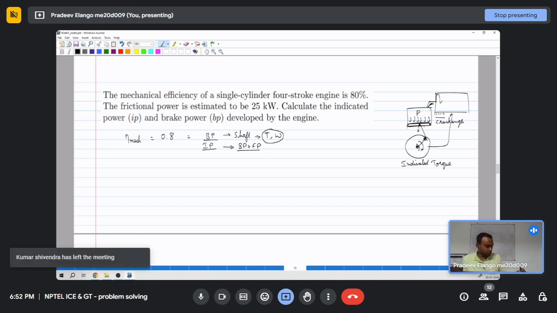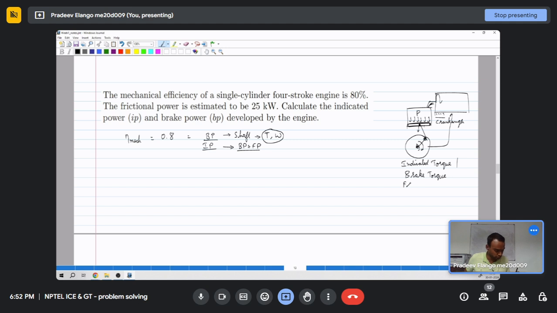Now, I said this is indicated torque, and similarly we have brake torque that can be measured on the shaft, and the difference between these is friction torque. Indicated torque minus brake torque is equal to friction torque. Similarly the same thing applies for power: indicated power minus friction power is brake power.